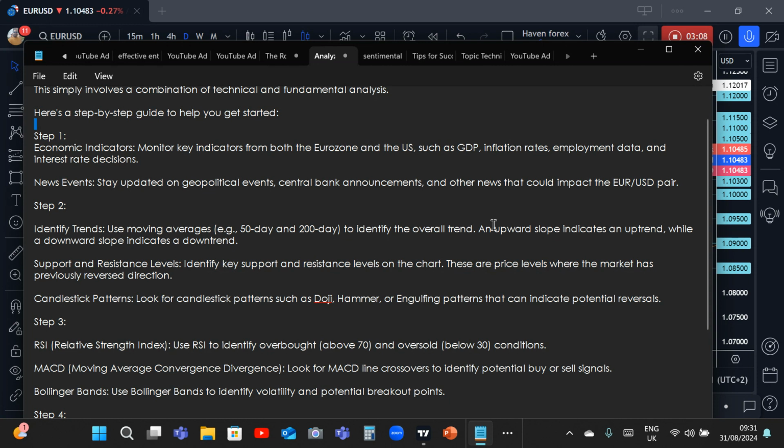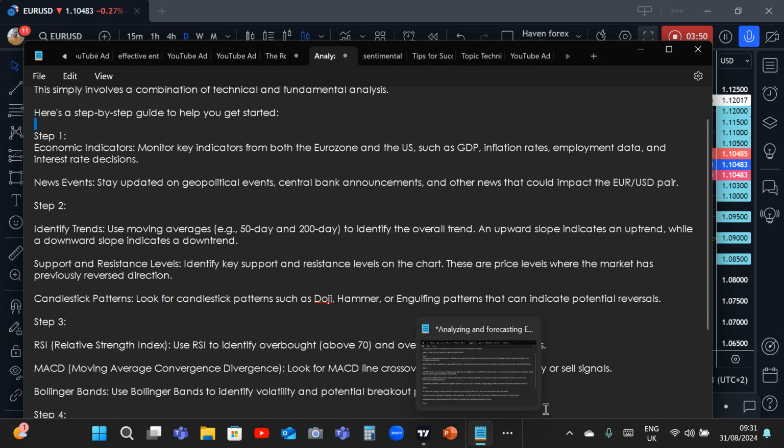So the economic indicators that I should be looking out for is both the Eurozone, where euro is being spent as a currency, and where dollars is being spent as a currency, is EU, such as the GDP, inflation rates, employment data, and interest rate decision. So on the economic indicators, these are what I should be monitoring. Then how do you do all those things?